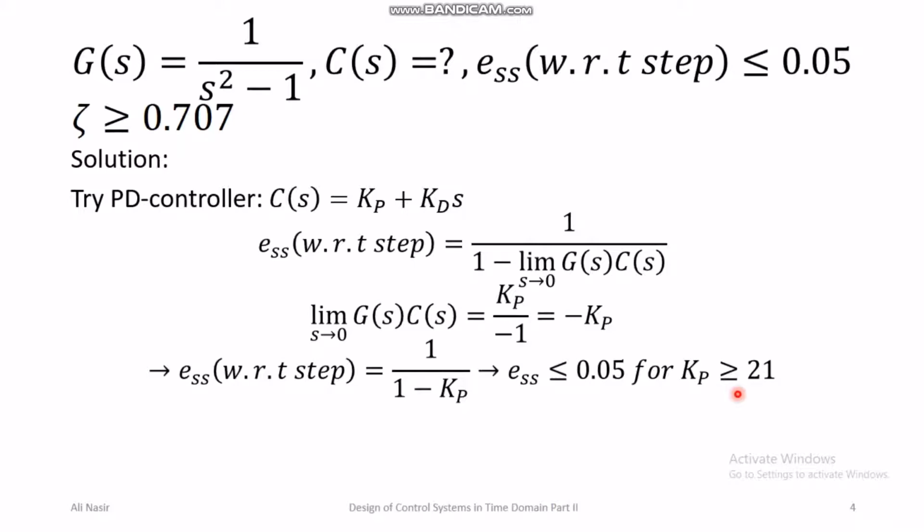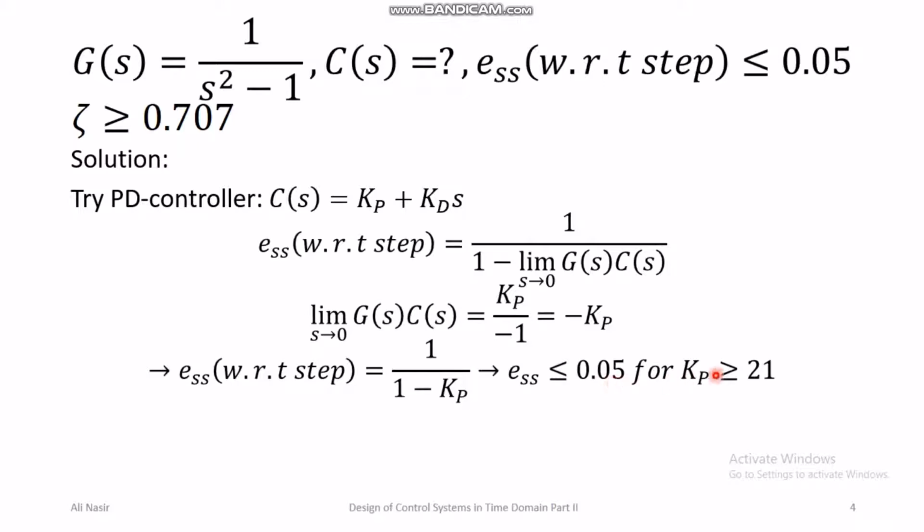So here an important point is that for the steady state error, the sign of the error does not matter whether it is positive or negative. The real thing that matters is the magnitude of the error. Because we are studying the root locus for only positive gains, that is why we are taking the positive value of this gain Kp. For Kp greater than or equal to 21, the magnitude of the error would be less than or equal to 0.05.